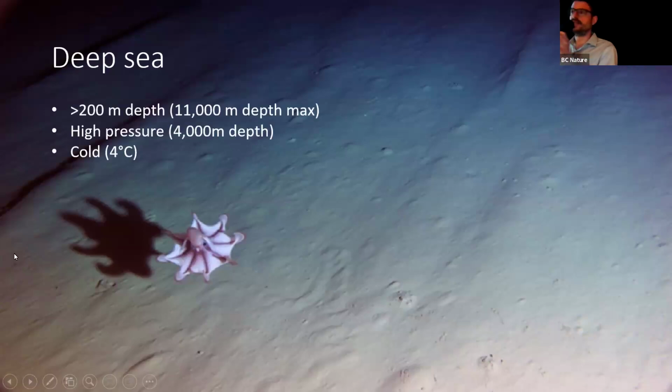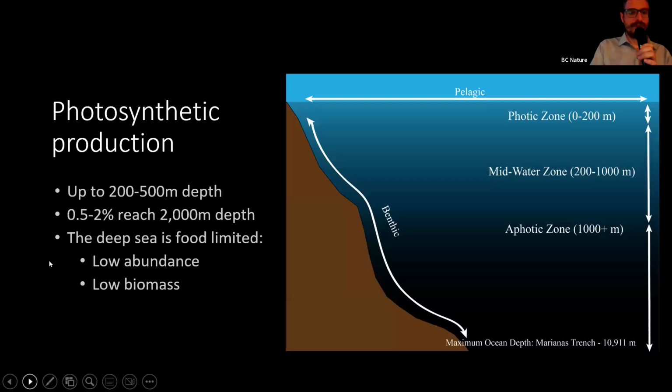The deep sea is the largest environment on Earth, and it's defined as the environment below 200 meters depth. It goes all the way down to the Mariana Trench, which is the deepest point on Earth, 11,000 meters. It is an environment that has very high pressures, because on average it has 4,000 meters depth. And it's also a very, very cold environment, on average 4 degrees. And so in this environment, photosynthetic production is either not possible or very limited.